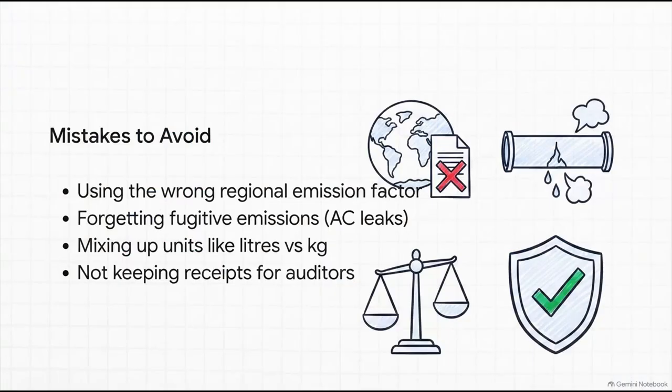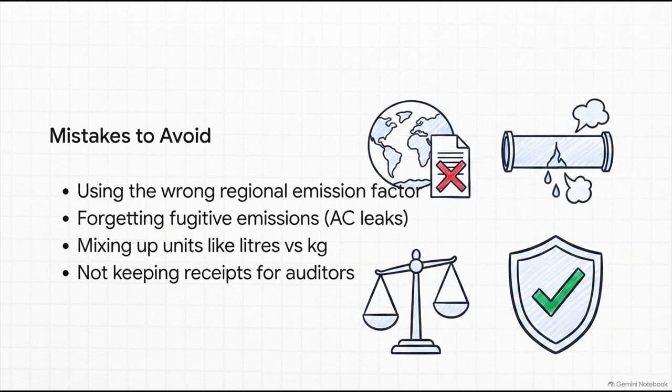But before you rush off to calculate your own company's numbers, I really need you to avoid these 4 massive mistakes that routinely trip up businesses. Mistake number 1, using the wrong regional emission factor. Fuel densities and blends actually vary by geography, so make absolutely sure you're looking at the right regional data.